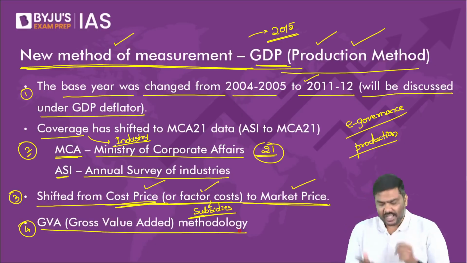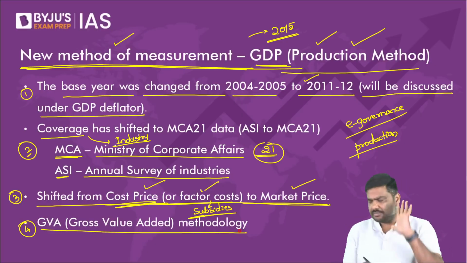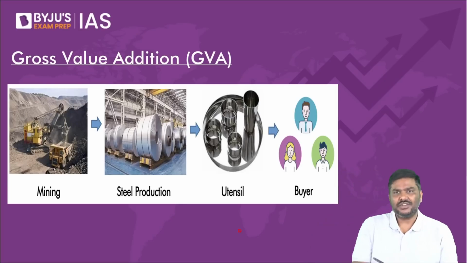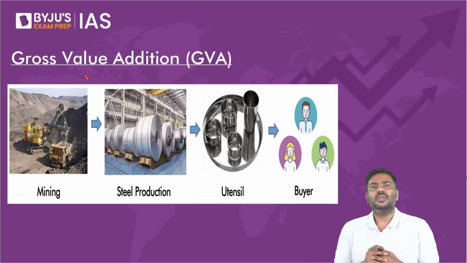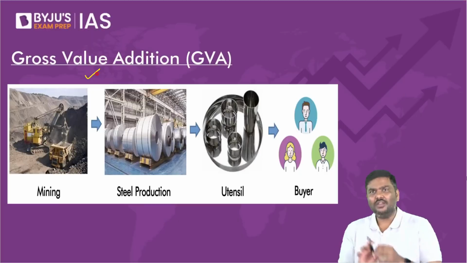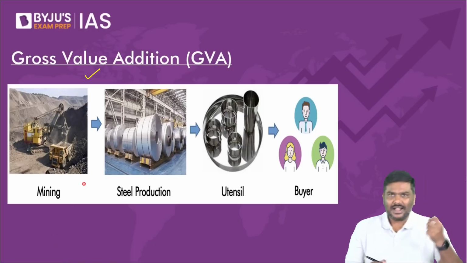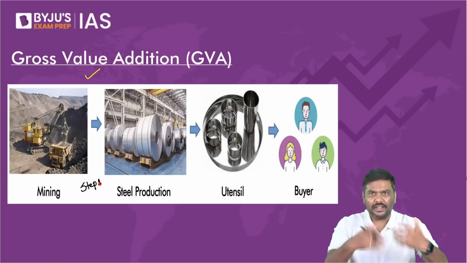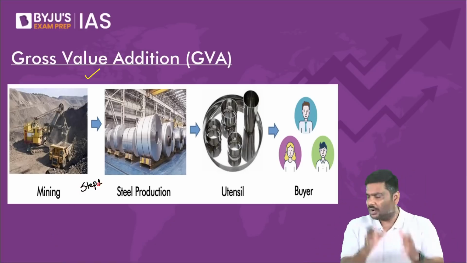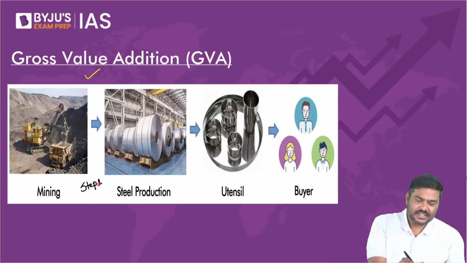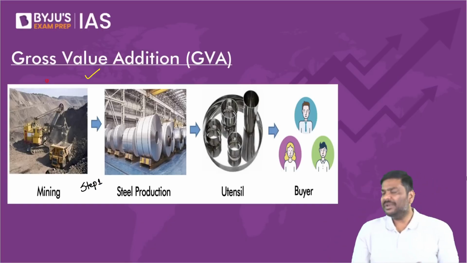Now, what is this idea of a GVA? Let me start with a very simple example. I'm taking one industry here. One industry I'm taking, and what is the basic argument here? The first step, I'll write it here. Step one is, a company will mine. Mine means dig. The company will mine out an ore, sell it to a steel production company. Let's say this is company A. Company A will sell iron ore to company B.